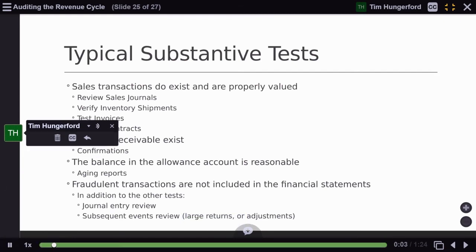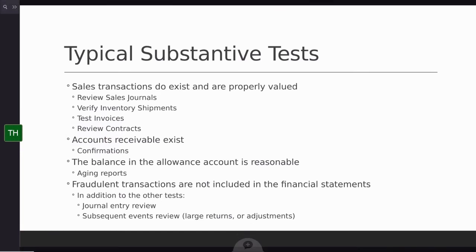These are just some typical substantive tests that you get into. Sales transactions, understanding whether they actually do exist and they're properly valued. You're going to review that sales journal. You're going to verify shipments, like through the bills of lading that we talked about earlier. We're going to test invoices. Are they calculated correctly? We're going to review contracts to check on pricing and commitments to see if potentially we haven't fulfilled a commitment, such as installation. We're going to check accounts receivable to see whether they exist by sending out confirmations, and I'll talk about confirmations in a minute. We're going to look at that balance for allowance for doubtful accounts. Is it reasonable, by looking at the aging report and correlating it?